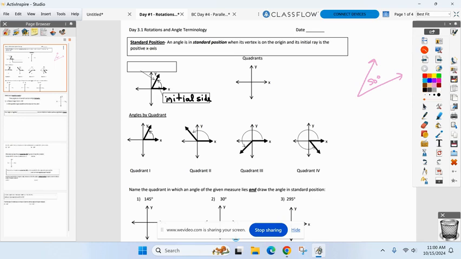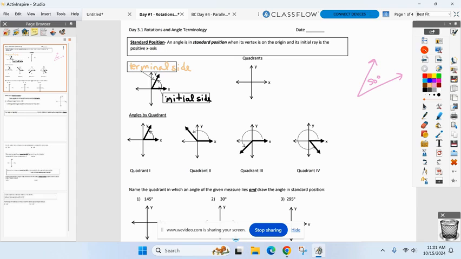The other side depends on what angle I give you. It depends on the degree measure, and that's called the terminal side. Terminal meaning, hey, that's where it ends. So you always know where one side of the angle is going to be, on the positive side of the x-axis. The other side, the terminal side, depends on what degree measure I give you.